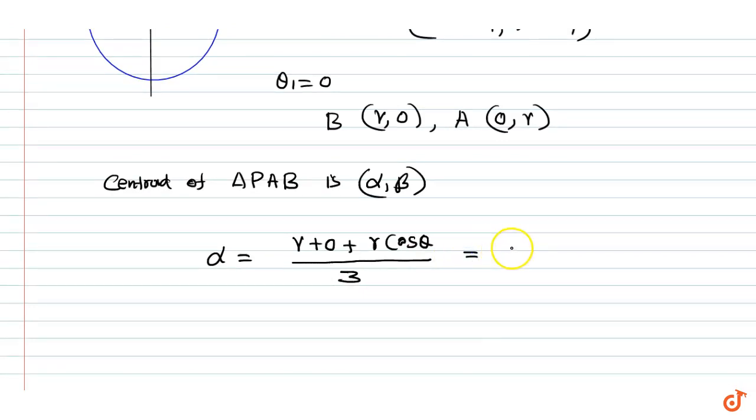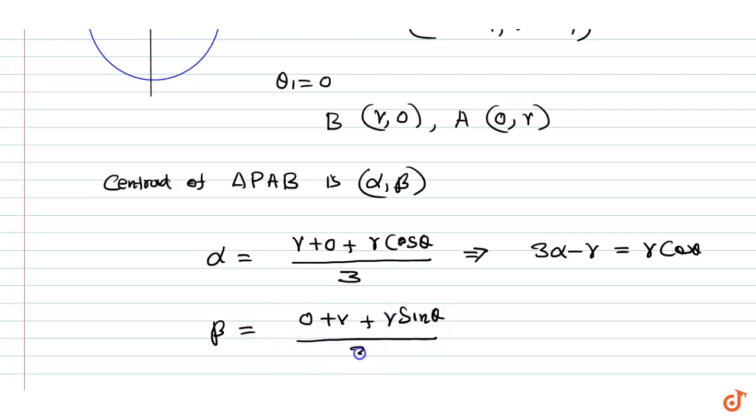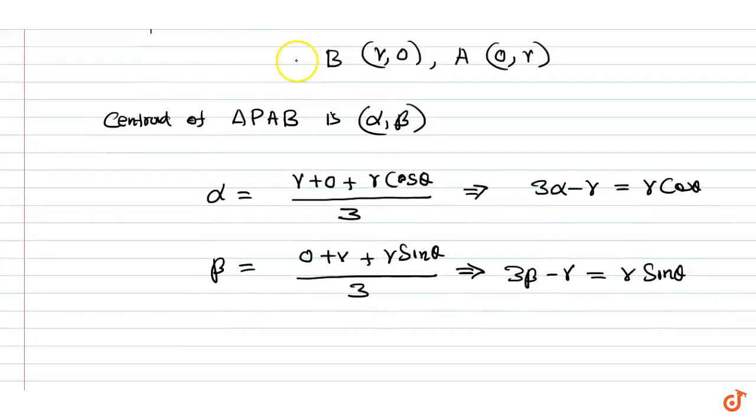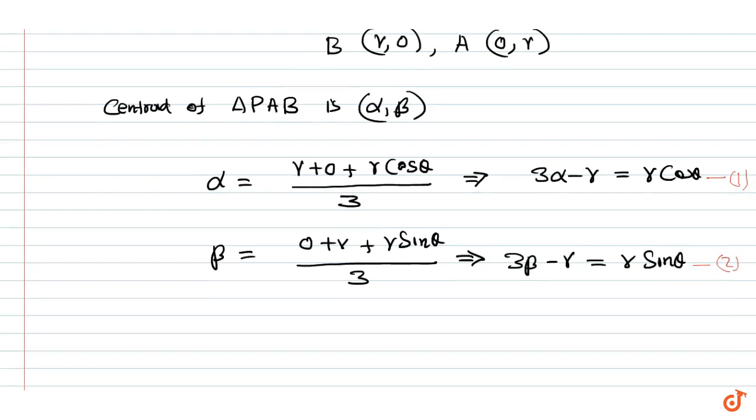This gives 3 alpha minus r equal to r cos theta. Similarly, beta is equal to 0 plus r sin theta upon 3. This gives 3 beta minus r equal to r sin theta. Let this be equation 1 and let this be equation 2.